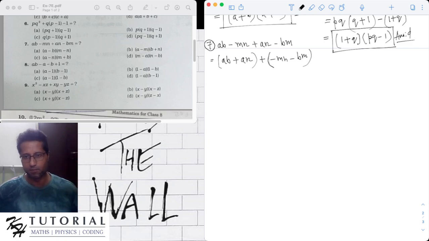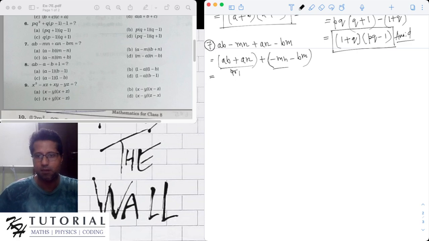Remember the terms in these polynomials are AB minus MN plus AN and minus BM. Now, this is group 1 and this is group 2. From group 1, I can take out A as the common factor from all the terms, and I get A multiplied by (B plus N).